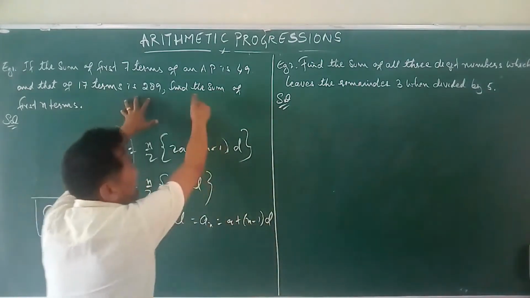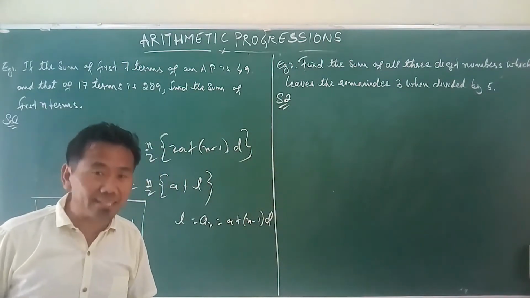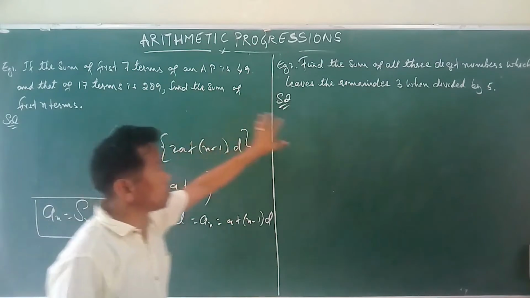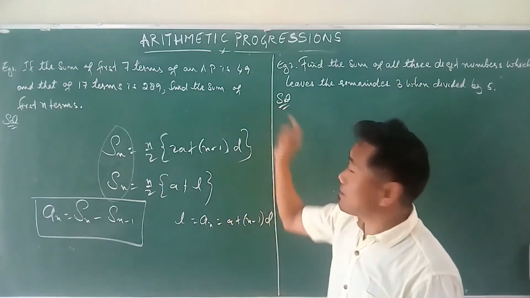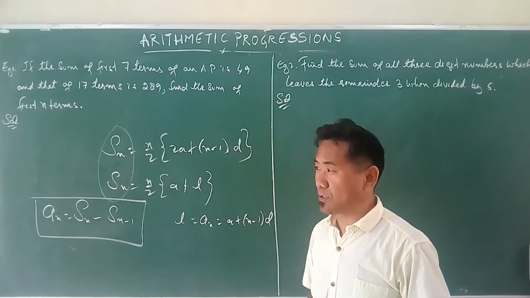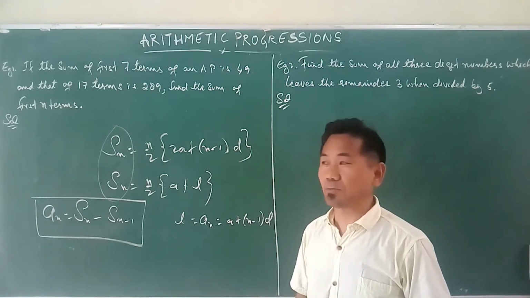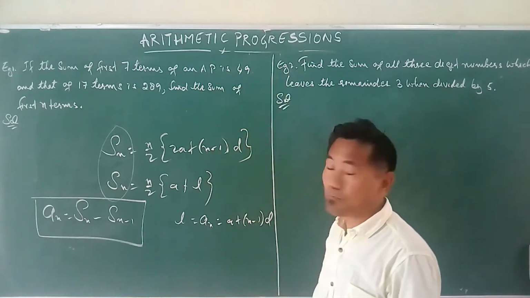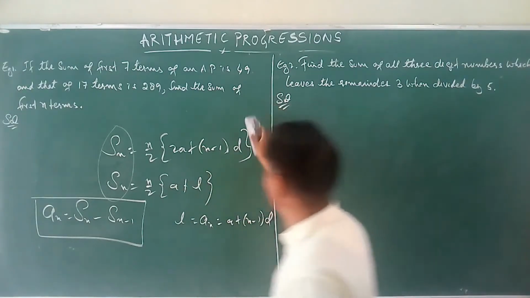Now, these two examples are on the basis of the sum of the nth term formula. Then we will take another example on arithmetic progression. And then from tomorrow onwards, maybe we are going to start trigonometry. Let us first complete this AP topic.